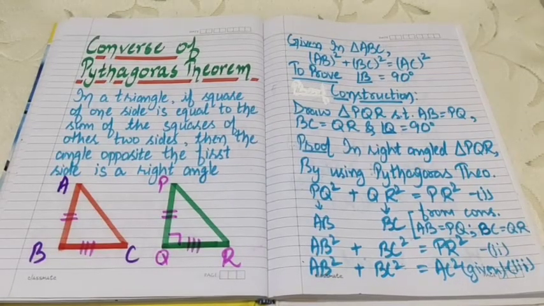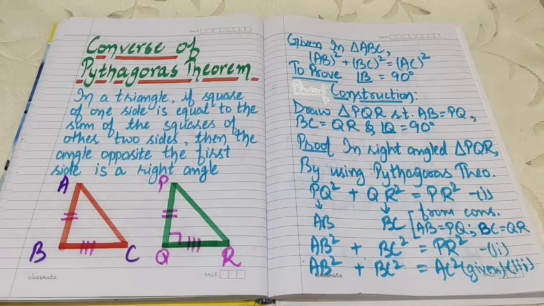So that is how we are able to prove the converse of Pythagoras theorem, which states that in a triangle, if square of one side is equal to the sum of square of other two sides, then the angle opposite to first side is a right angle.